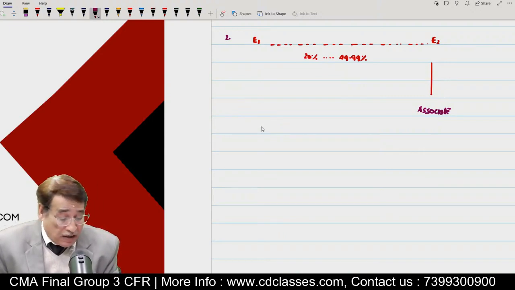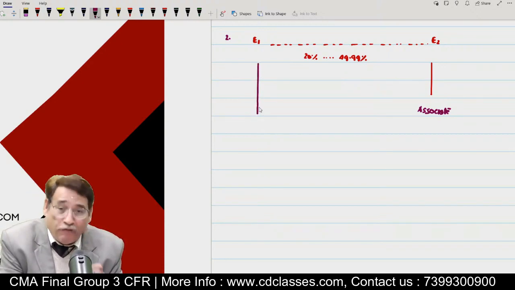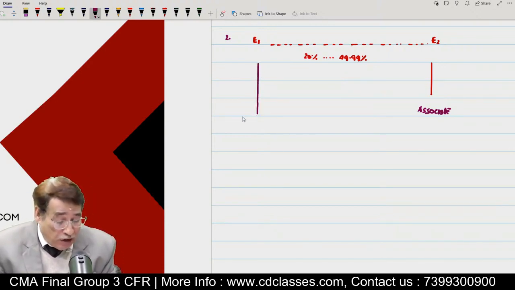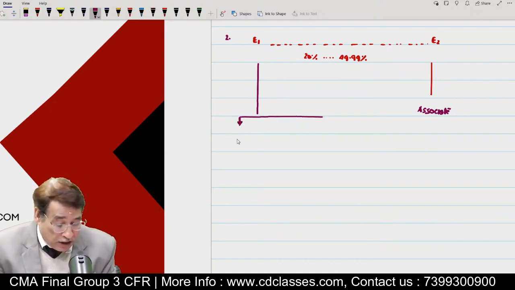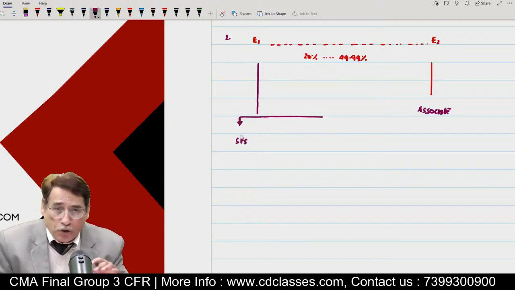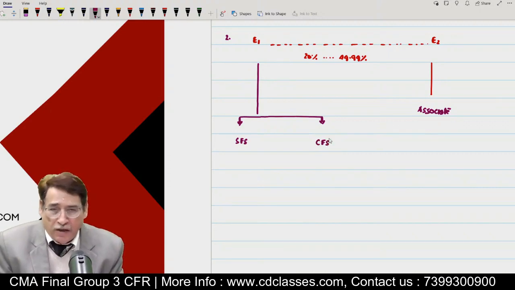In this particular case, investor entity E1 will have to prepare two types of financial statement. One, separate financial statement. If my investment range is 20% or more, but up to 49.99%, the investor entity will have to prepare two financial statements: one, separate financial statement, and another one, consolidated financial statement. CFS here stands for consolidated financial statement and not for cash flow statement. Is it clear to you or not?